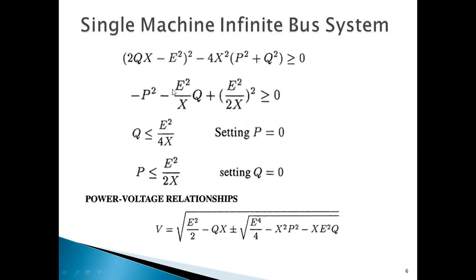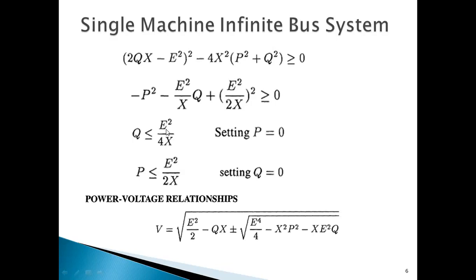Now we are rearranging the equation, or simplifying this equation further. Further simplifying, we will get this equation: minus p square minus e square by x q plus e square by 2x the whole square greater than or equal to 0. Now what we are trying to do is put p equal to 0. Further we can simplify, q is less than e square by 4x. What we try to interpret here is, we can separate this e square as e into e. Therefore it can be written as e by x or e into e by x.